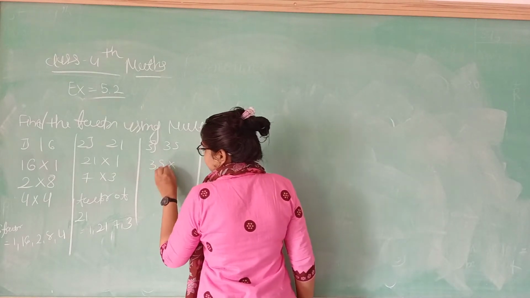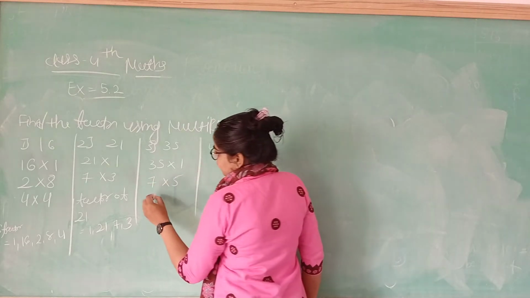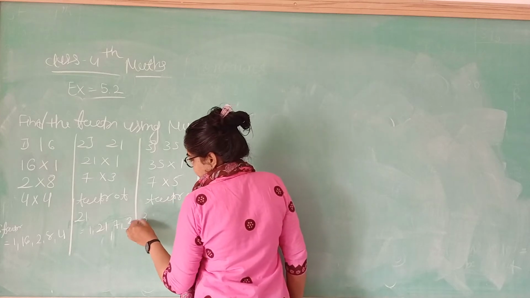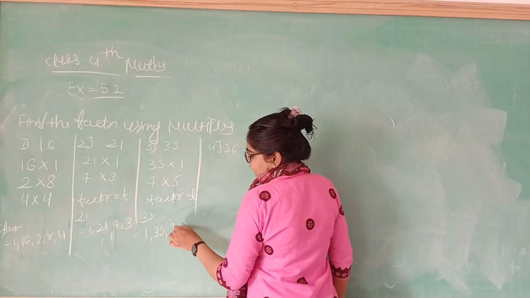35 ones are 35, then 7 5s are 35. Okay, so the factors of 35 are 1, 35, 7 and 5.